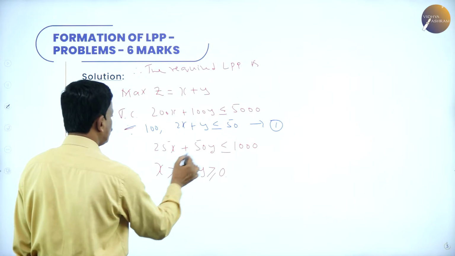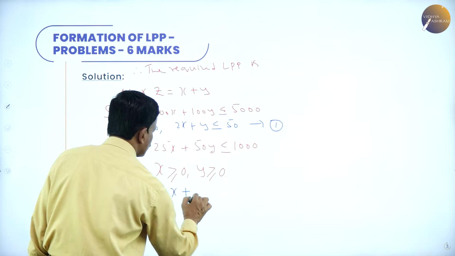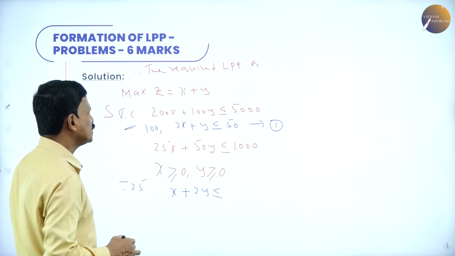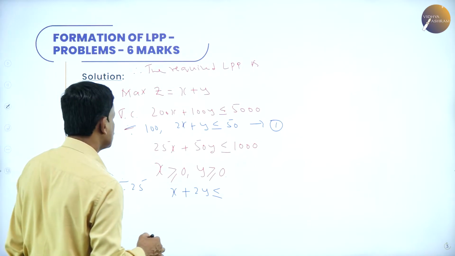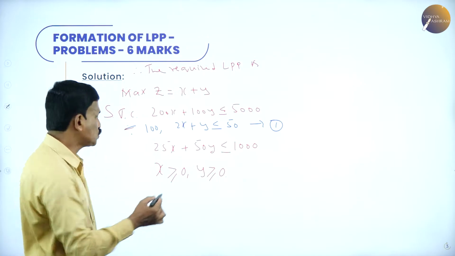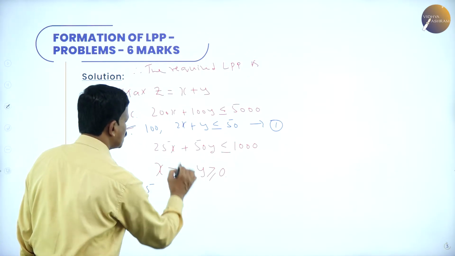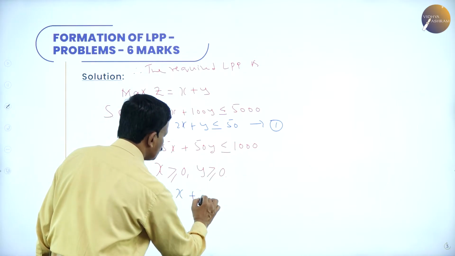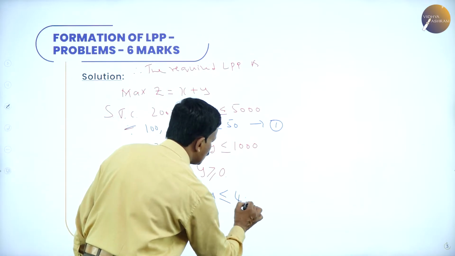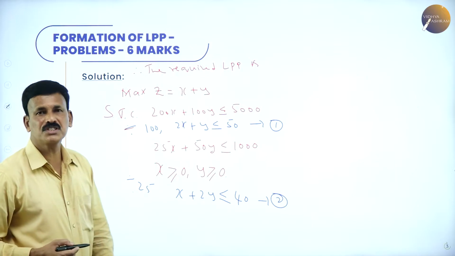Now here if you divide by 25, you will get x plus 2y less than or equal to 1000 divided by 25. Let us divide this equation number 2 by 25. The 25 gets cancelled, 50 by 2 is 25, so x plus 2y is less than or equal to 1000 divided by 25, which is 40. Let us represent this as equation number 2.